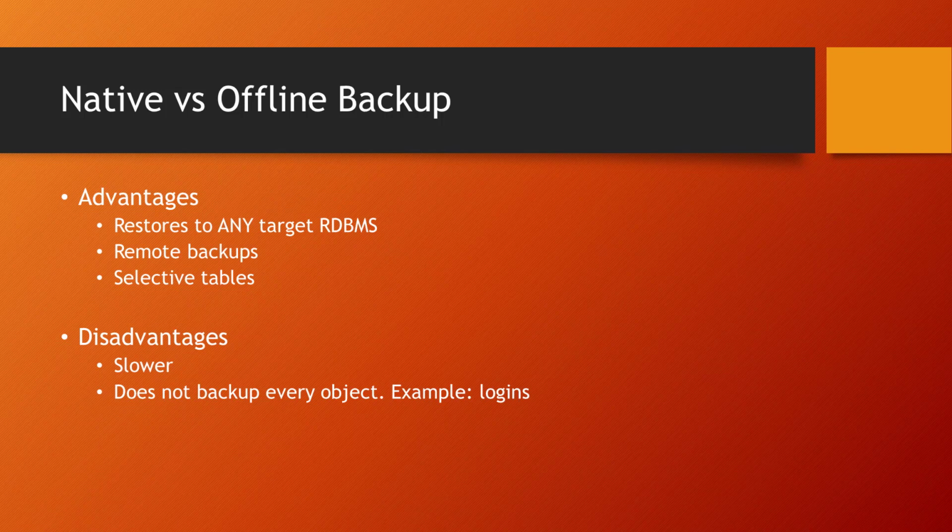Now, let's talk about some disadvantages. First, the offline backup in WinSQL is significantly slower than the native backup. Second, it does not back up every object in the database. For example, it won't back up information for user-defined data types or user information such as logins and passwords.